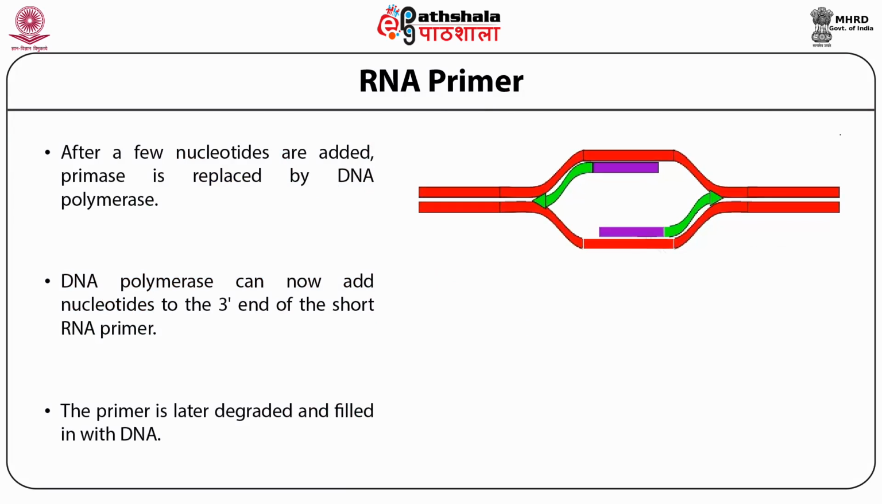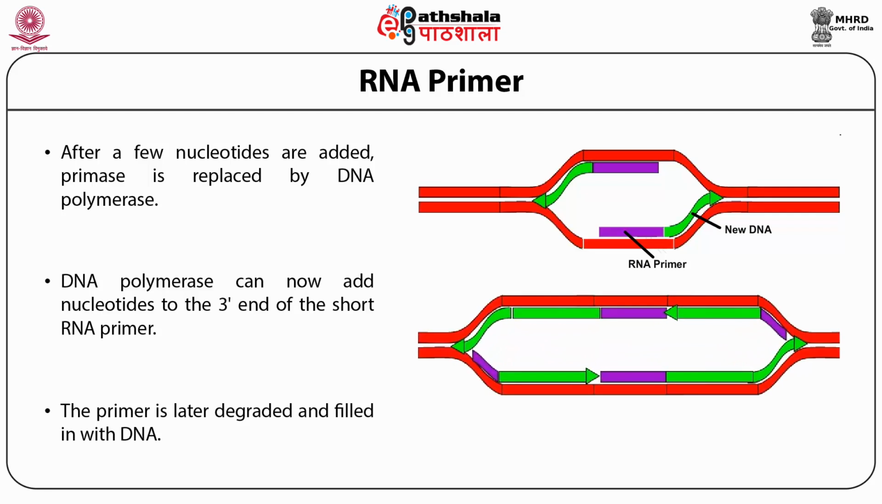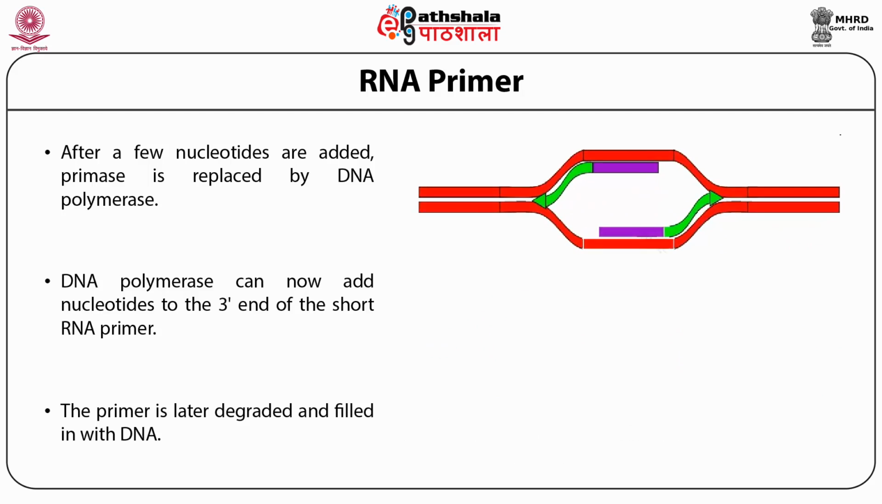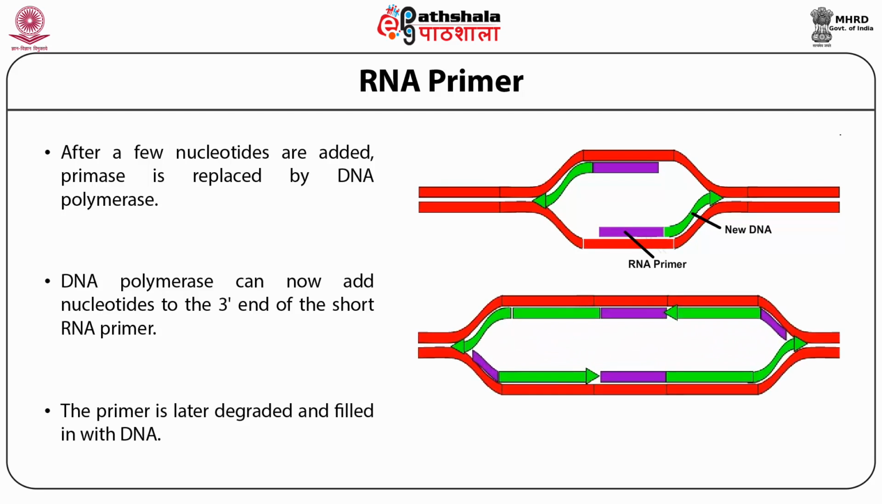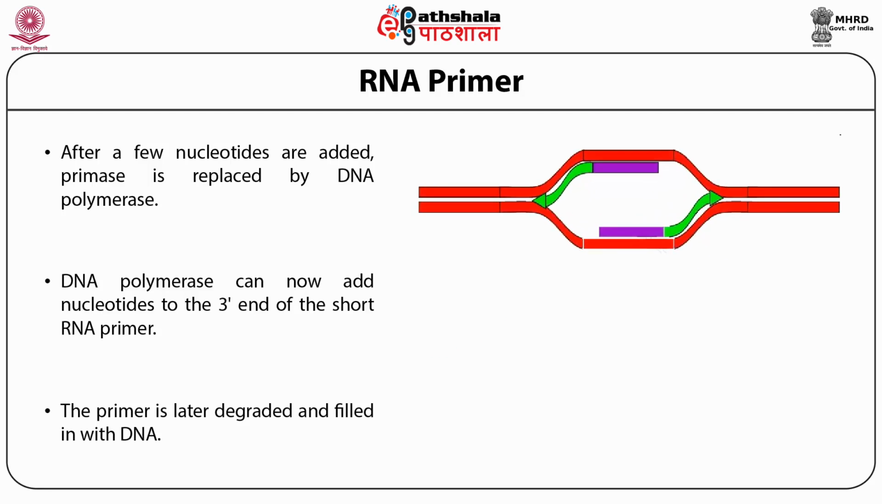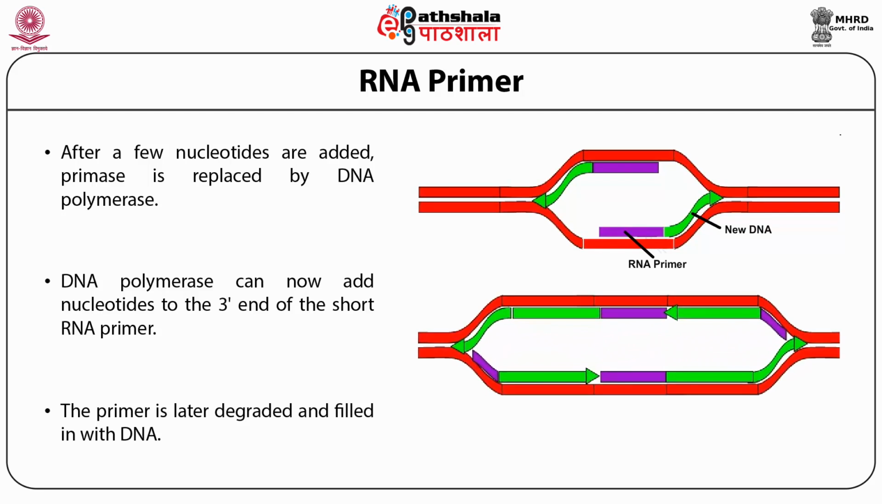Now, as I had told previously, you can look at this figure. The purple ones are the RNA primers which are being formed. These are usually 5 to 10 nucleotides long, and this is done by an enzyme called primase, which is an RNA polymerase. After the 10 nucleotides are incorporated, so these are ribonucleotides, so this is RNA, then the primase is replaced by DNA polymerase. Now DNA polymerase, because it has a free 3 prime hydroxyl end of this short RNA primer, it will simply start adding nucleotides to it.